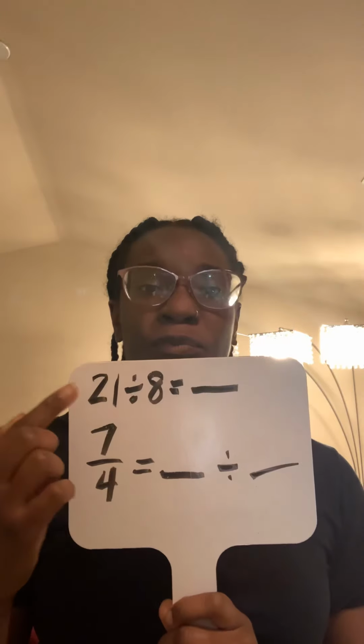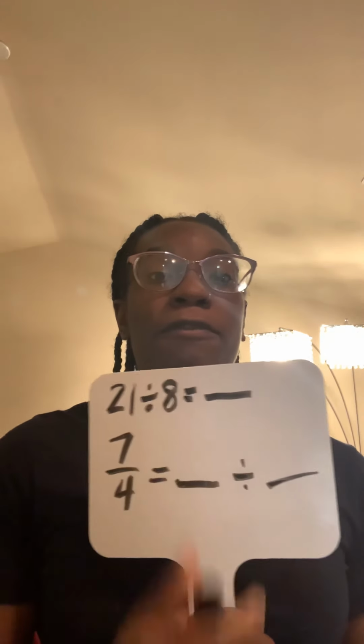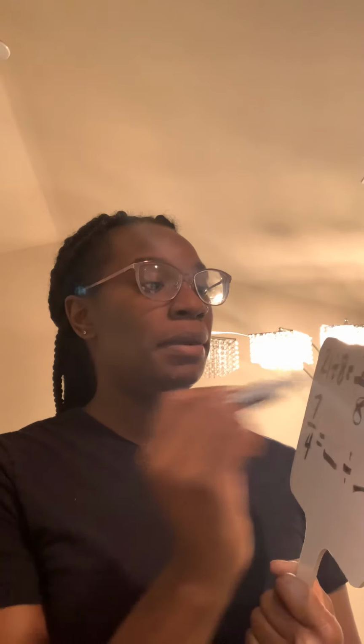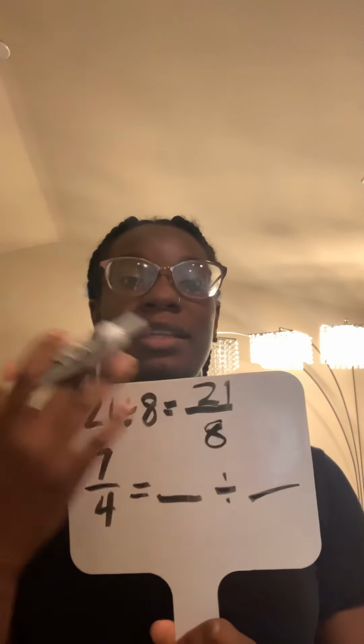So we're going to use this as another example. We've got 21 divided by 8. If I was going to make this into the fraction and complete our expression, I would need to put a 21 on top and an 8 on the bottom. So this is the same thing as the example that we just did. We've got 21 divided by 8 and 21 with our line representing divided by 8.